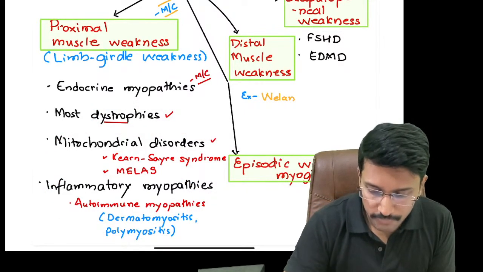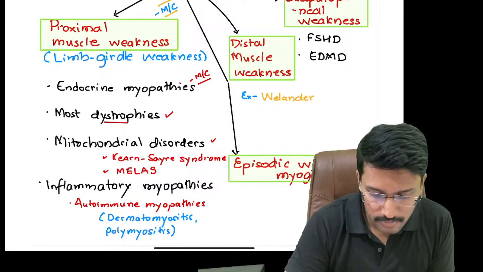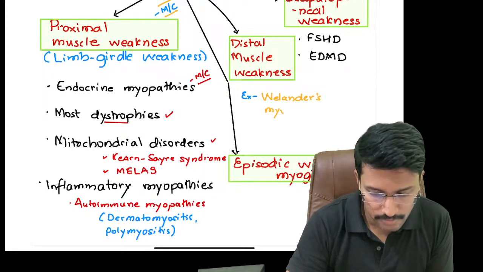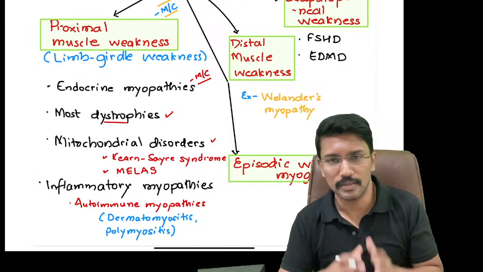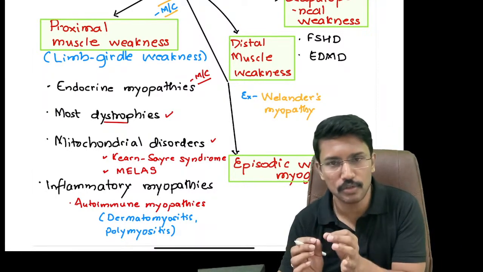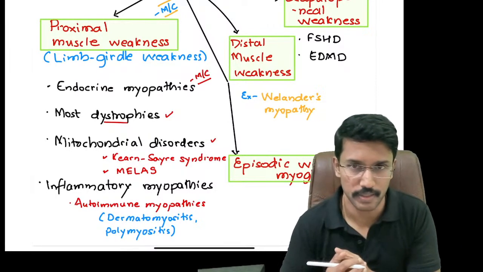So that distal muscle weakness that you need to remember is Welander's myopathy. Welander's myopathy or Welander's dystrophy. That's a distal muscle disorder. It's a muscle disorder but presents with distal weakness.